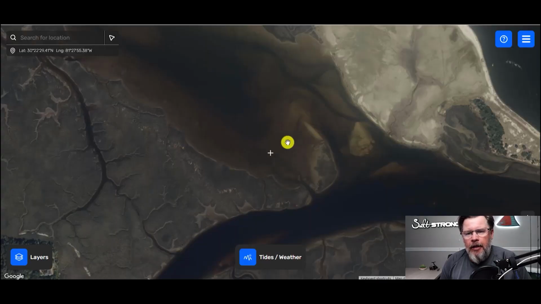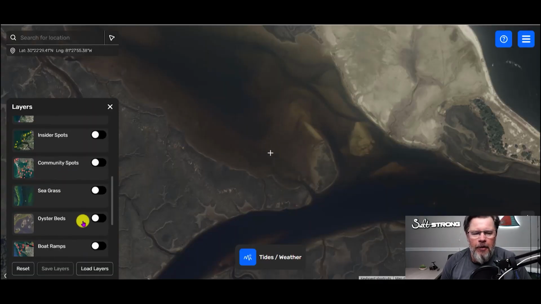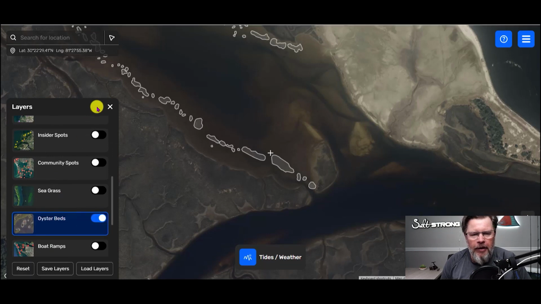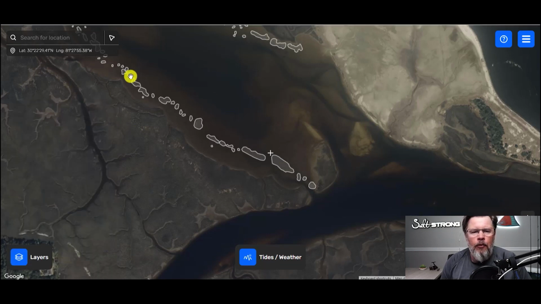So the next thing we need to look for is oysters, and a good way to look for those is, if we go into our Smart Fishing Spots app and click on our oyster bed layer right there, we're going to see some oysters pop up. Now this isn't going to be all the oysters in the area. This will be the ones that are monitored by whatever state they're in, but it will give you an idea of where oysters are.